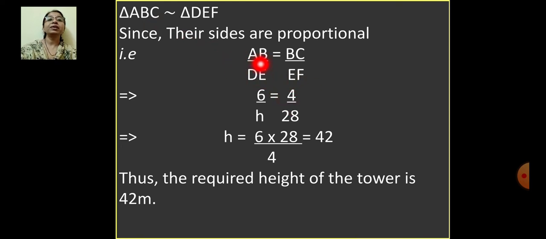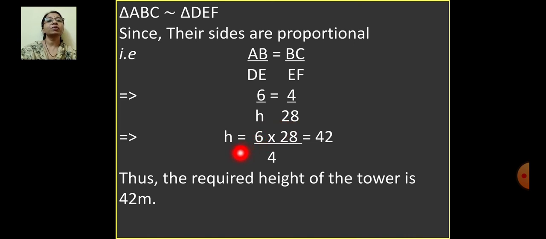Now what is AB? AB is the height of the pole which is given 6 meter. DE is the height of the tower which we have to calculate, that is H. BC is the shadow of this pole, that is 4 meter, and EF is the shadow of the tower which is given to be equal to 28 meter. So in this way we have substituted all the values.